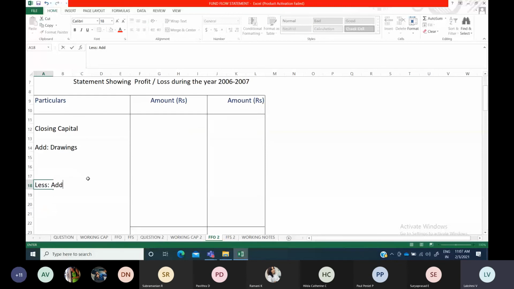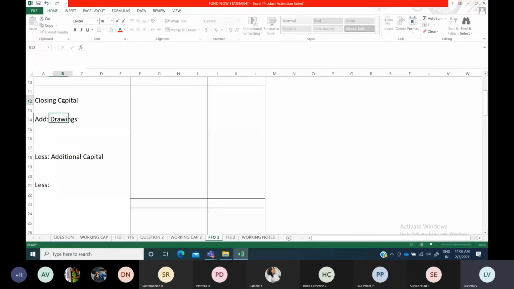So closing capital, add drawings, less additional capital. For calculation purposes, I'm just leaving some space. So you just wait and then you can start preparing. So this is the format actually. Opening capital, closing capital, I will teach you how to identify. Closing capital, add drawings, less additional capital, less opening capital. That will give you profit or loss.